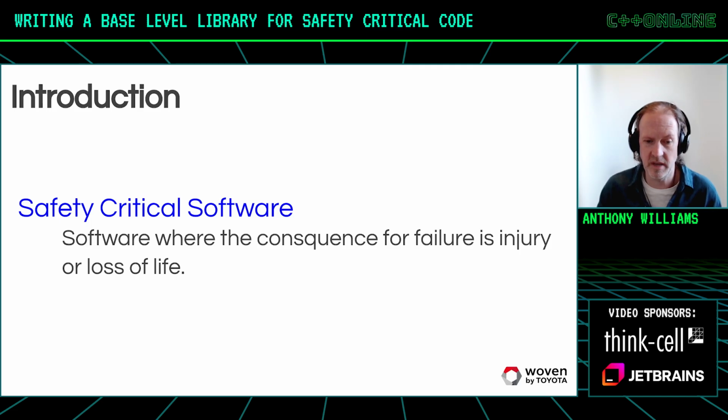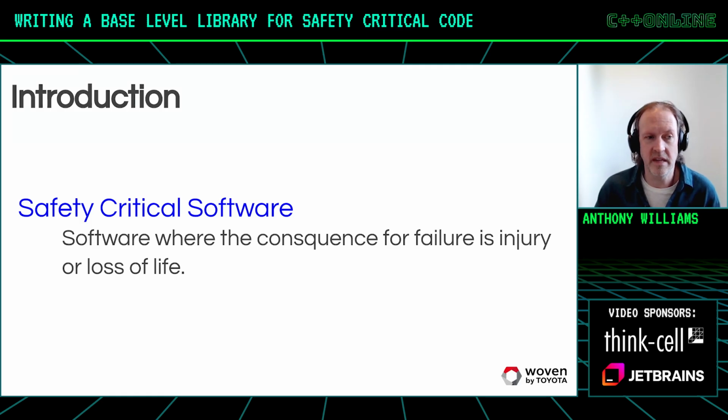But it's not just cars. It could be software controlling medical devices. It could be the air traffic control software for airplanes. It could be the signaling software on railway lines.